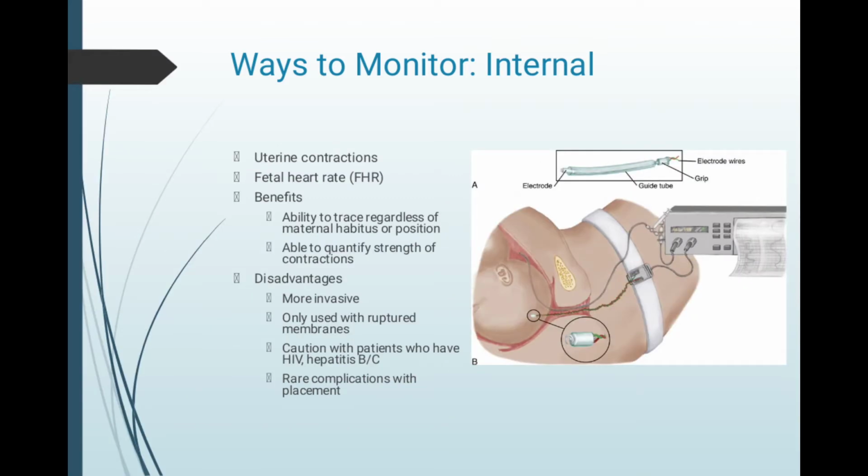Next is the internal, which monitors the uterine contractions and fetal heart rate as well. Its benefits are that it has the ability to trace regardless of maternal habitus or position and can quantify the strength of contractions. The disadvantages are that it is more invasive, only used with ruptured membranes, requires caution with patients who have HIV or hepatitis B or C, and has rare complications with placement.